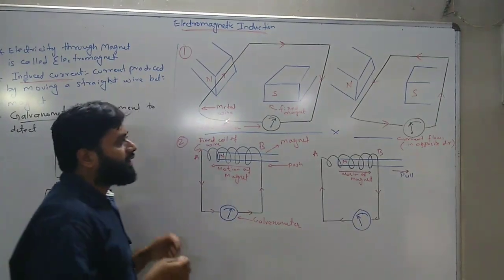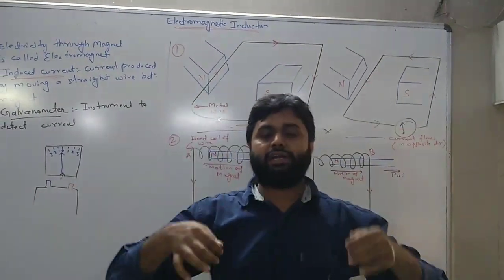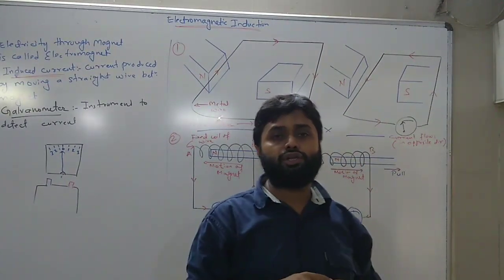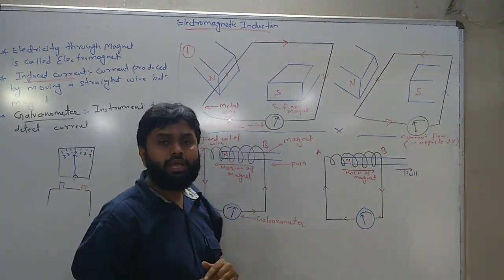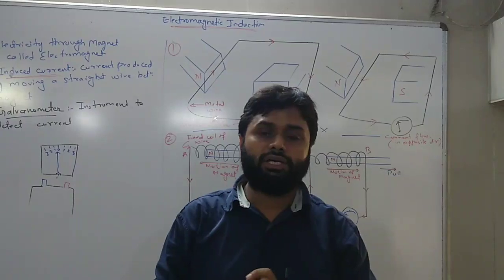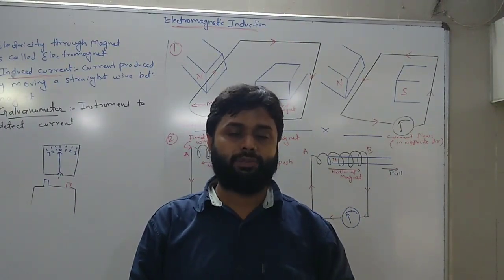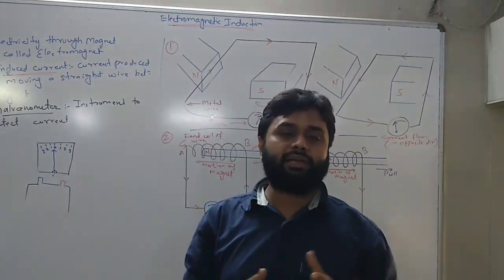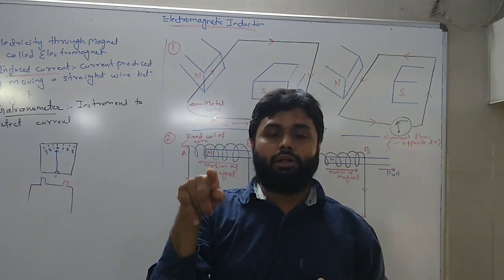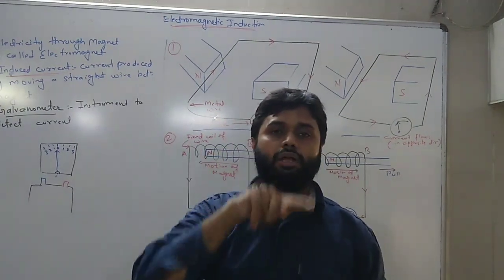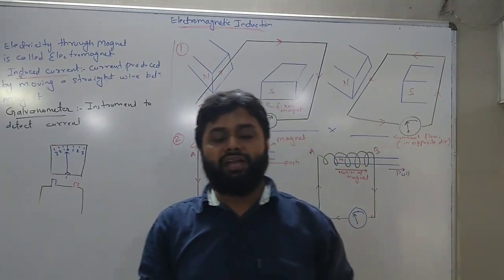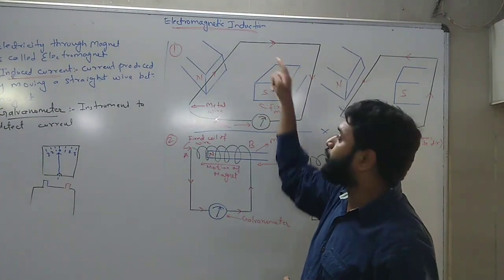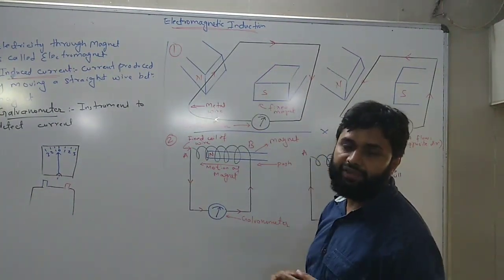So we found that whenever we move a wire up and down in the presence of a magnet, current is induced in the conductor. This principle is also used in the generator to generate electricity. They keep the electrical coil between the magnets and it is moved. In that way the current is induced in the coil, and we get electricity.